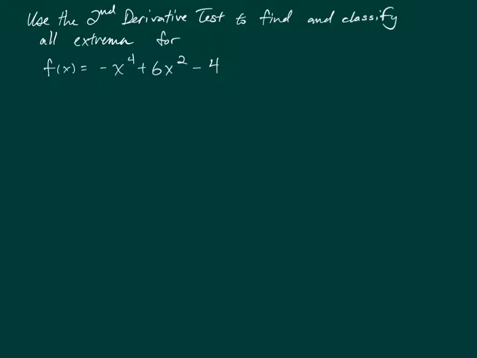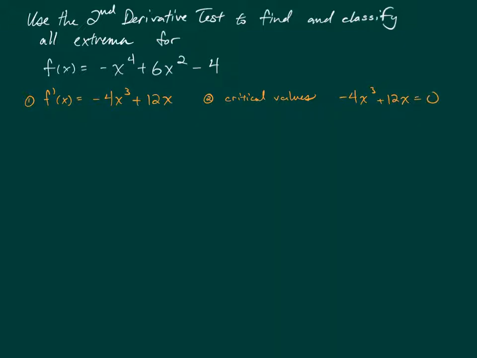Finding the first derivative, it looks like we're just going to use power rule here. So f prime of x equals negative 4x cubed plus 12x. All right, that's not so bad. So we have the first derivative, that's the first step, and then we need to find the critical values. So we're using the first derivative, we're going to set it equal to 0 and solve for x. So negative 4x cubed plus 12x equals 0.